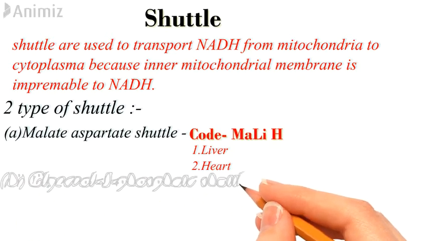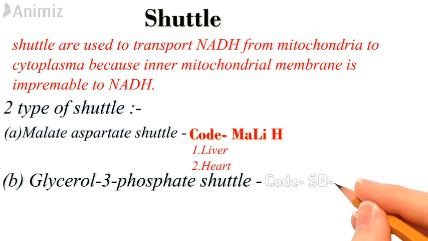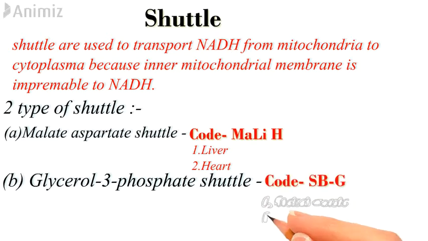Now, the second type of shuttle is glycerol 3-phosphate shuttle. For glycerol 3-phosphate shuttle, the mnemonic is SUBG, in which S stands for skeletal muscle, B stands for brain, and G for glycerol 3-phosphate shuttle. These mnemonics will help you remember for a longer period of time.